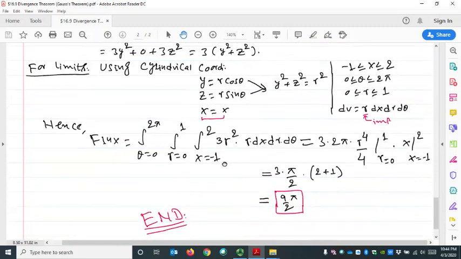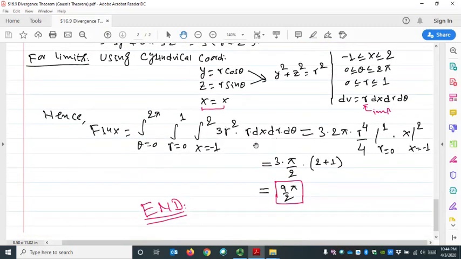Then let's integrate. We can integrate separately. So 3 is constant, pull it outside. The θ integral gives us 2π. And then for the r integral, r² times r is r³. Integration with respect to dr is r⁴/4. Put r limits from 0 to 1. And the integration of dx becomes x, with limits -1 to 2. Then put in the upper limit minus the lower limit, and simplify. This gives us 9π/2. Great.